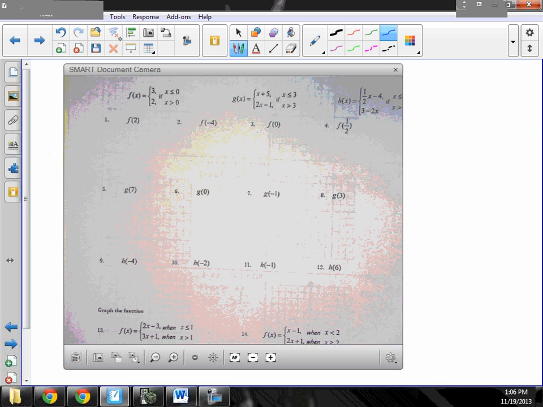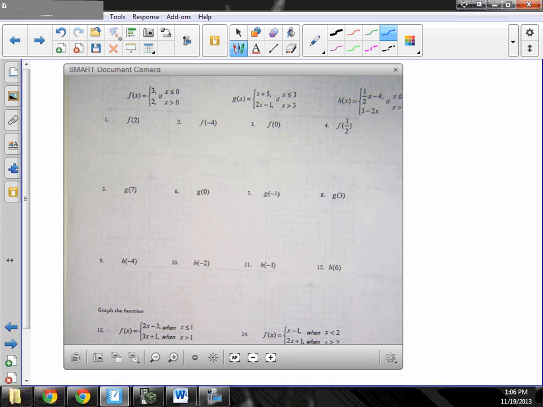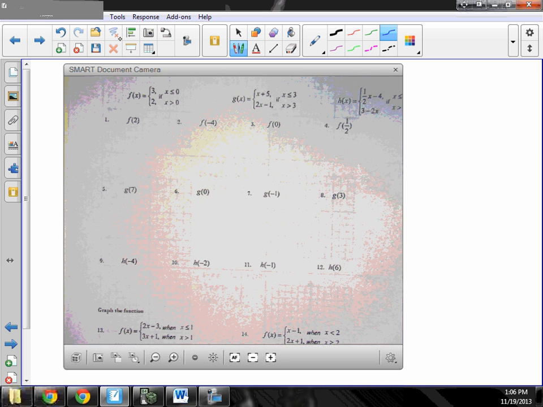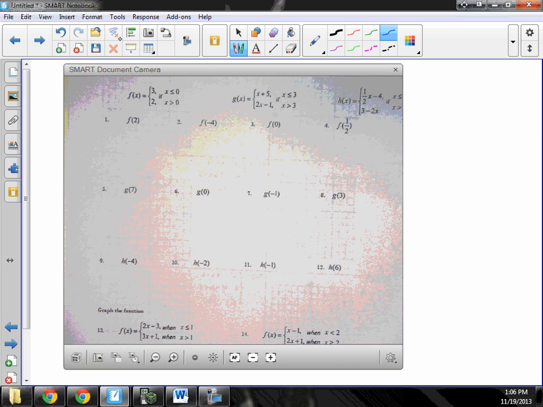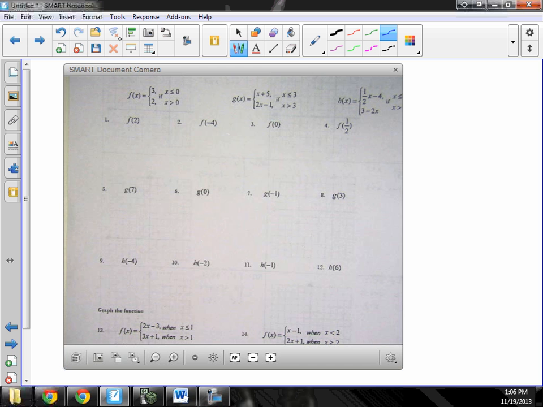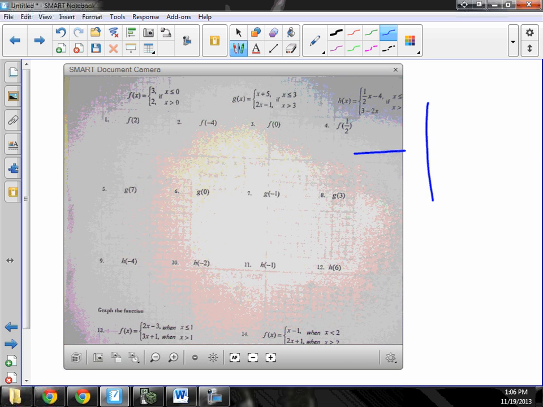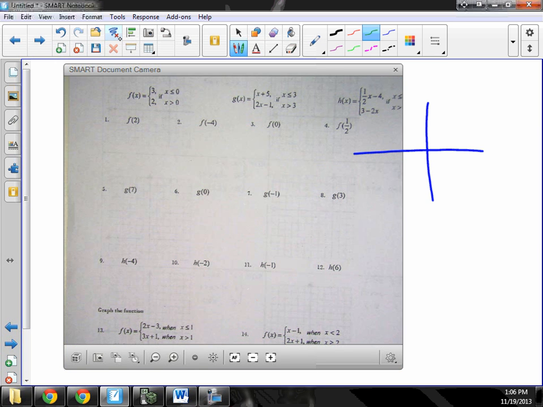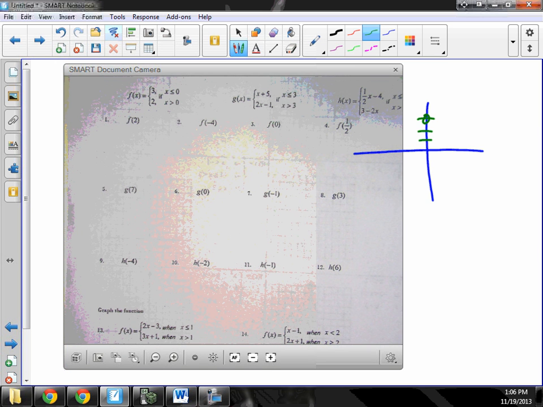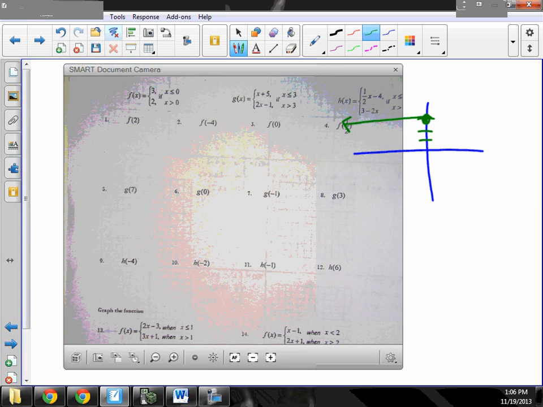Here you see 3 piecewise functions, and the first one looks really weird, but it's actually super simple. This says when x is less than or equal to 0, the function equals 3. When x is bigger than 0, the function equals 2. What would that graph look like? It's 2 straight lines. Well, I guess you'd call them rays. So here's my graph. Up here at 3, I have a line going that way, filled in circle. And at 2, I have a line going this way.